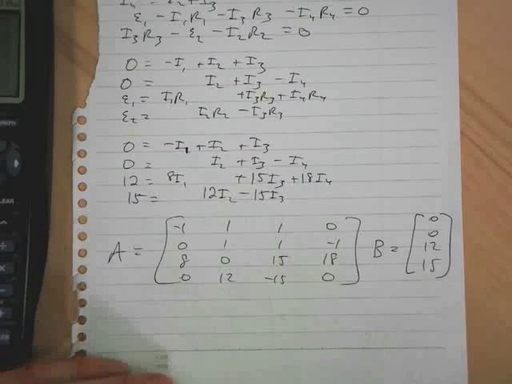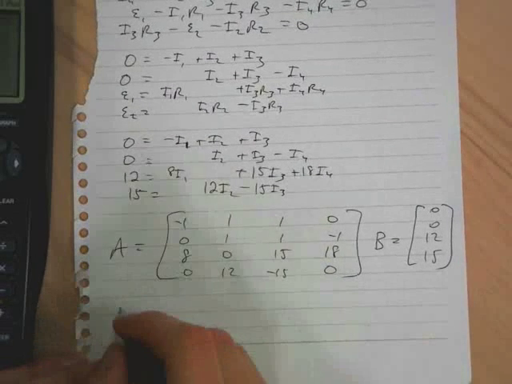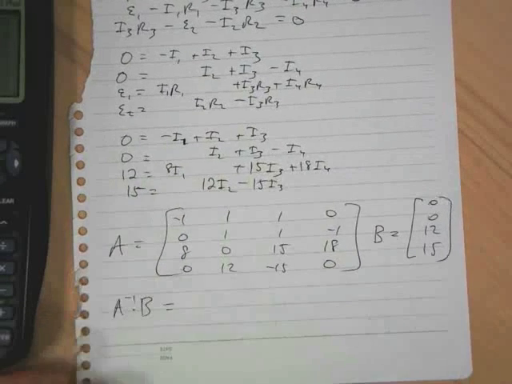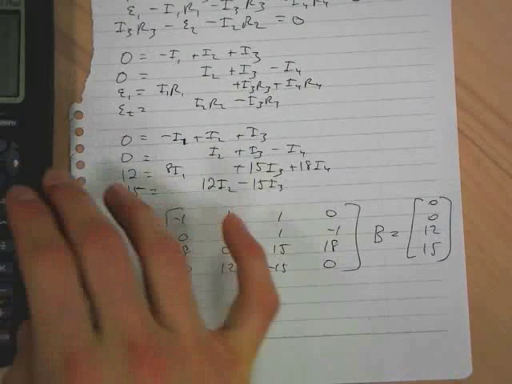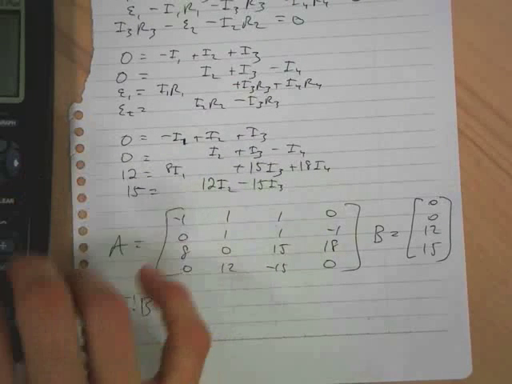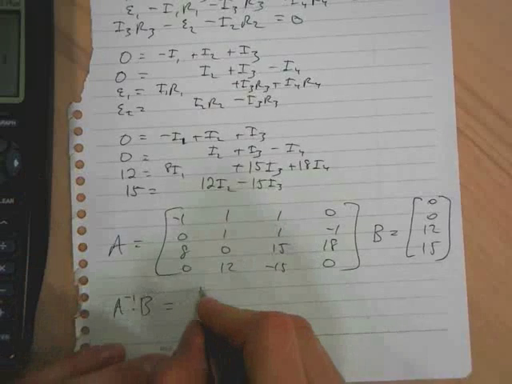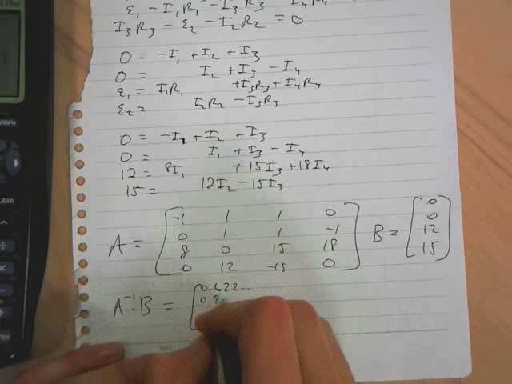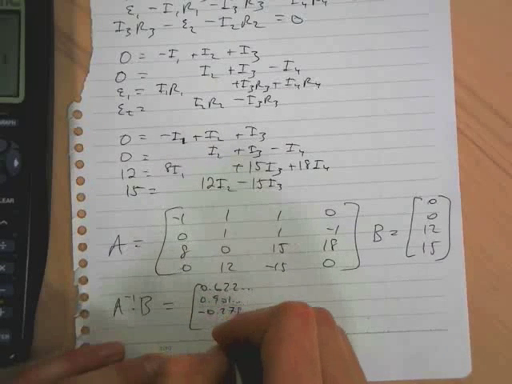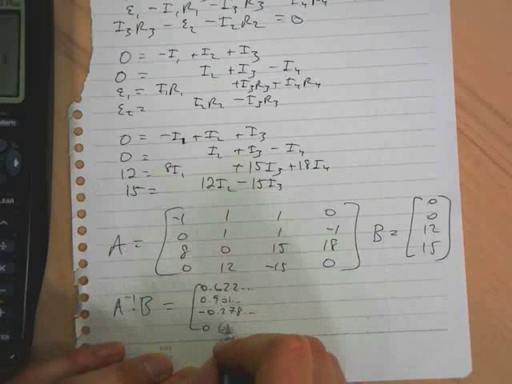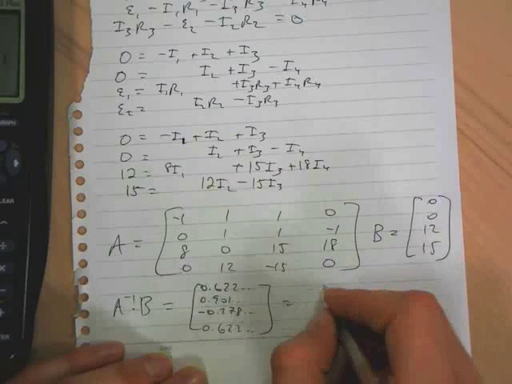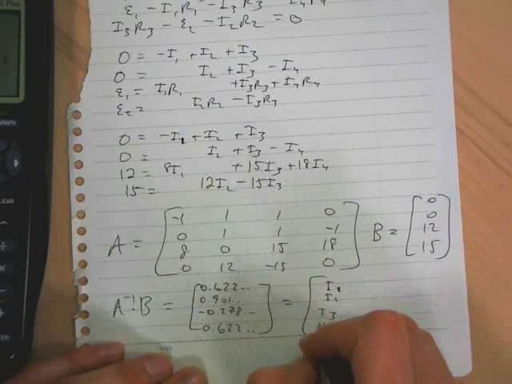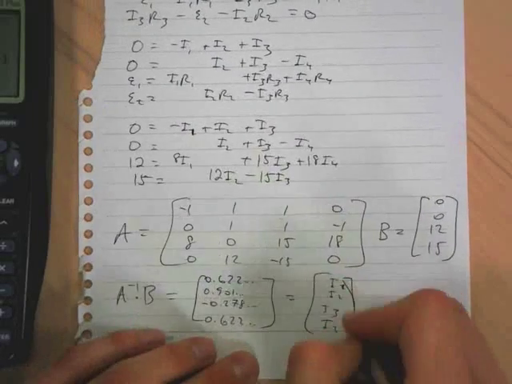And then to solve, just take A inverse times B. And if I punch that in, A inverse times B, it spits out 0.622, etc., 0.901, etc., minus 0.278, and so forth, 0.622, etc. And these are I1, I2, I3, and I4.